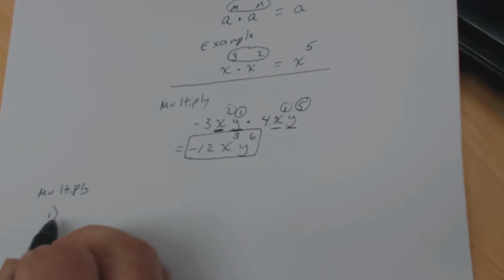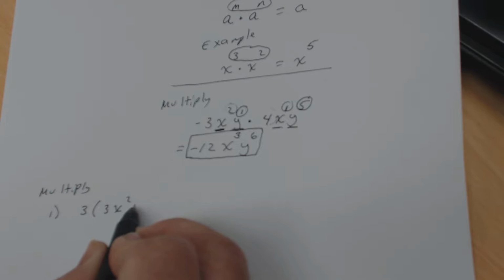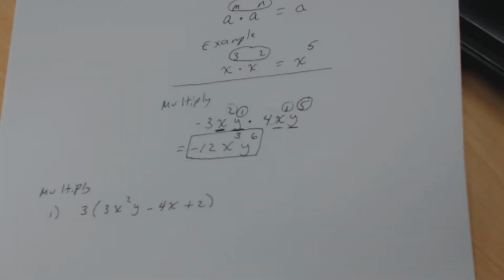Example 1, let's suppose we had 3 times 3x squared y minus 4x plus 2. I want to multiply this polynomial. Remember, poly means many, so many monomials. There are 3 monomials here, 3 terms: 1, 2, 3. Remember, this term right here is a negative 4x, not 4x. You can think of subtraction as adding the opposite.